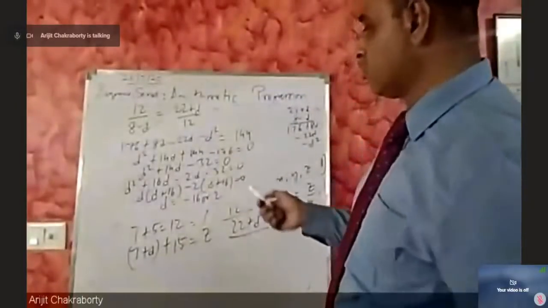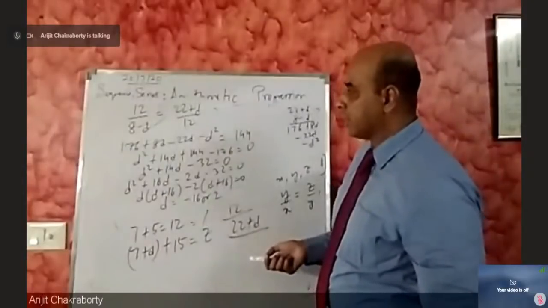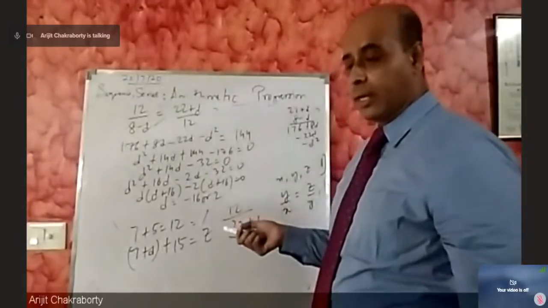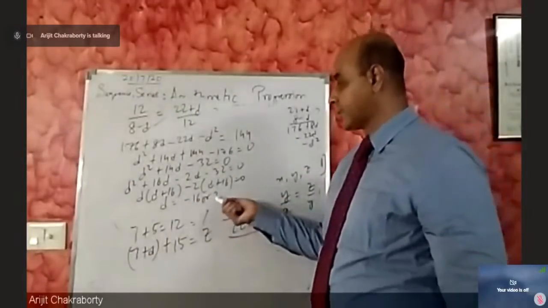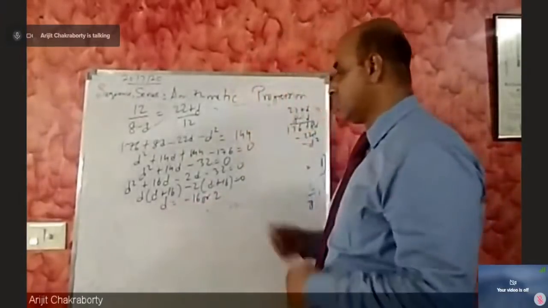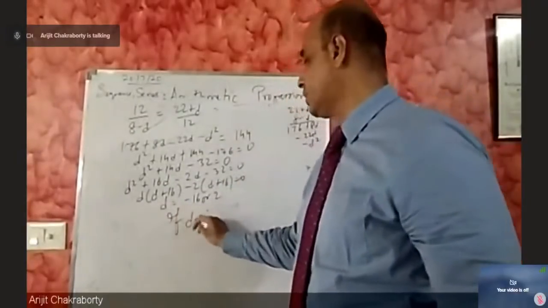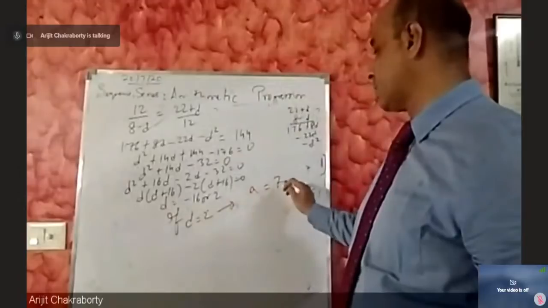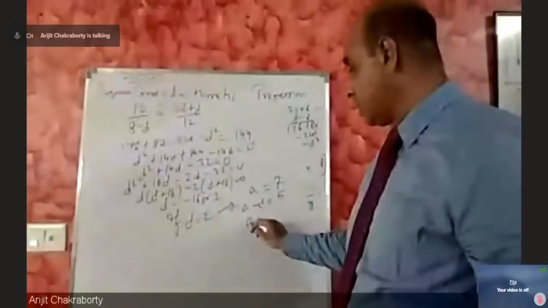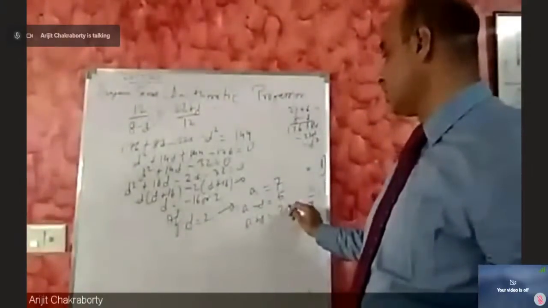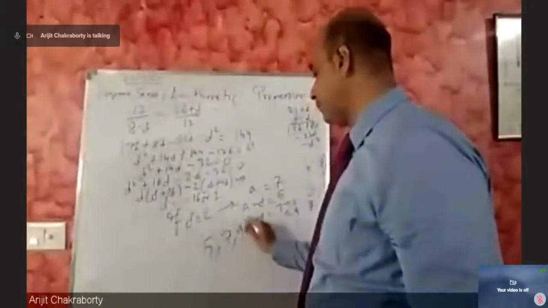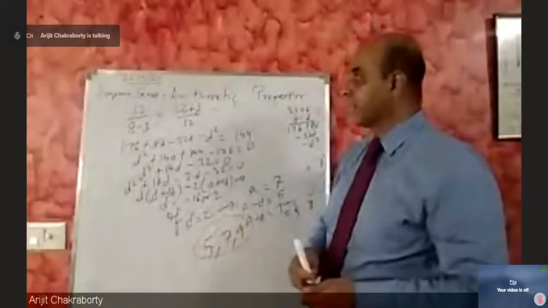Okay. So d comes to minus 16 or 2. Now here we know that A has already, we have got A is 5 and D is, we will take 2. We will take this number 2. If D equals 2 and we know A is 7, then A minus D becomes 5 and A plus D becomes 7 plus 2, that is 9. So the three numbers we are getting are 5, 7 and 9.